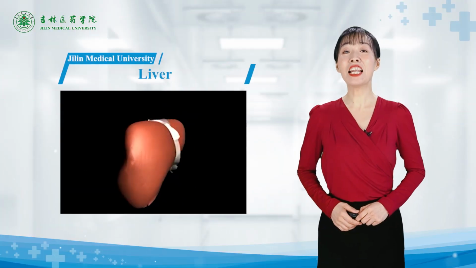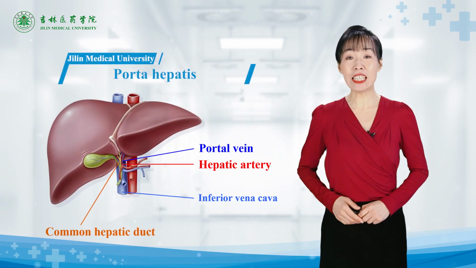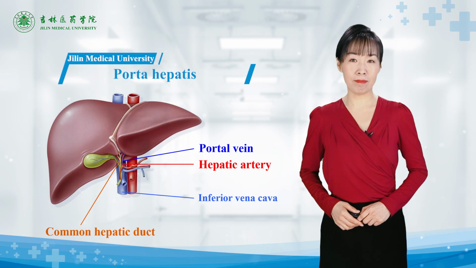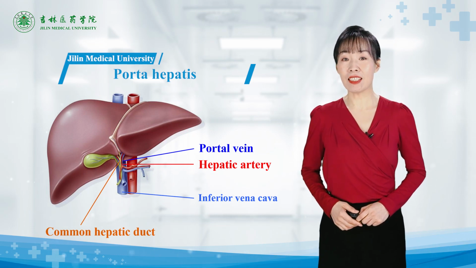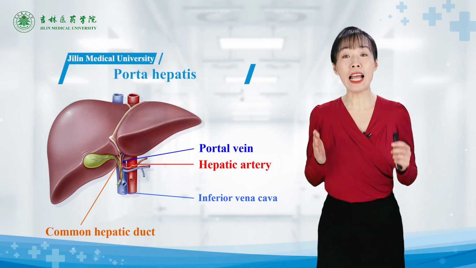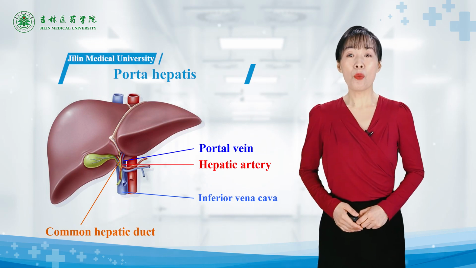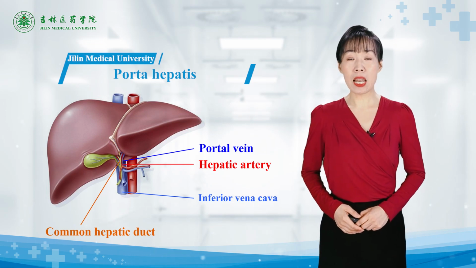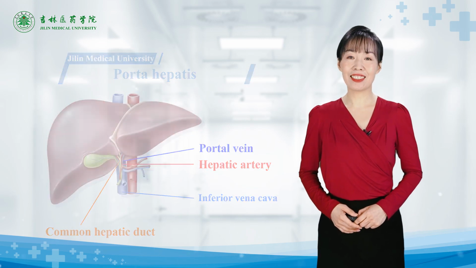Now let's study the liver. The liver is covered by peritoneal mesothelium. The inferior surface of the liver has a deep concave recess with a central hilum called the porta hepatis, where blood vessels, lymphatic vessels, and nerve fibers enter the liver.